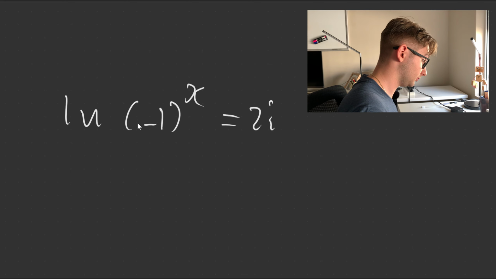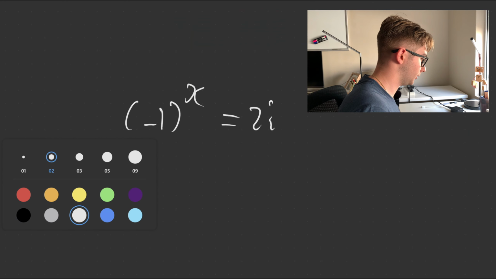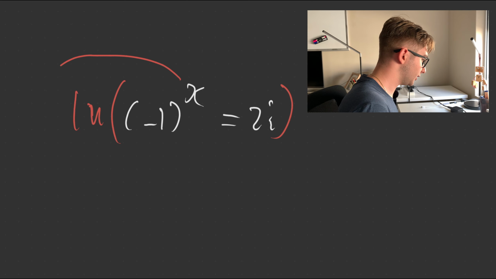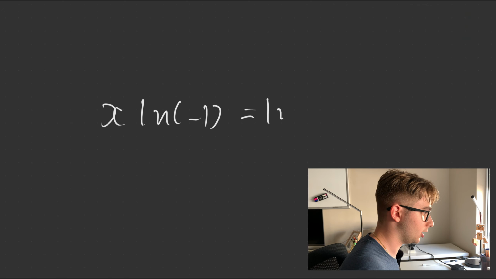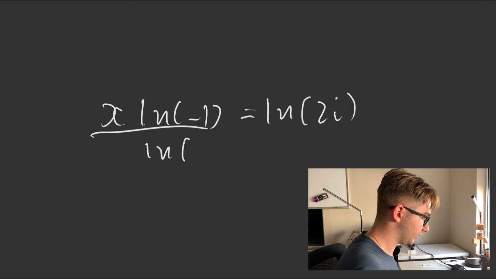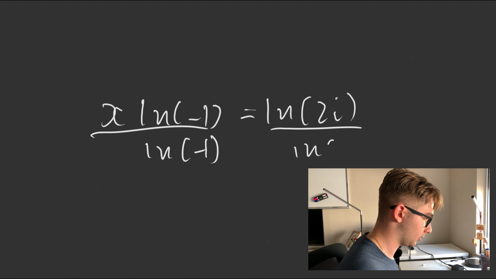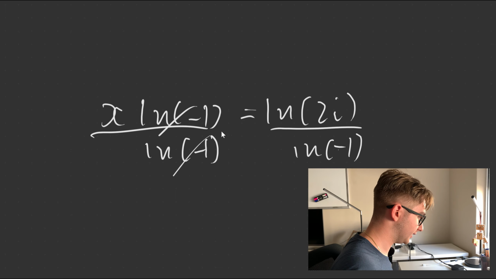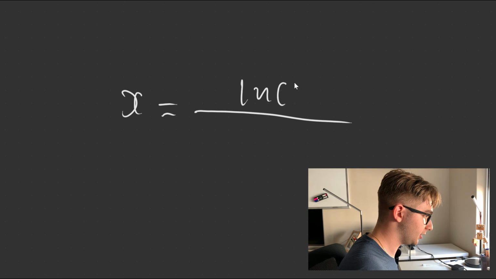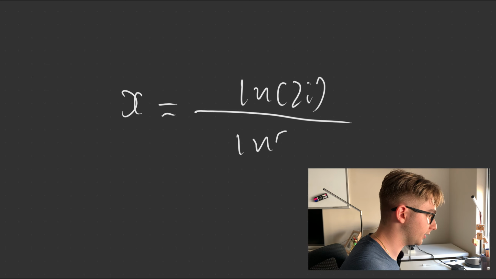And now what we can do is we can ln both sides. Maybe put that in a different color, just so it doesn't hurt your eyes. So ln, put that to both sides. So we bring the x to the front here. So then we are going to get x times ln of negative 1 equals ln of 2i. And then we can divide both sides by ln of negative 1. So that cancels out with that. So we're going to get x equals ln of 2i all over ln of negative 1.